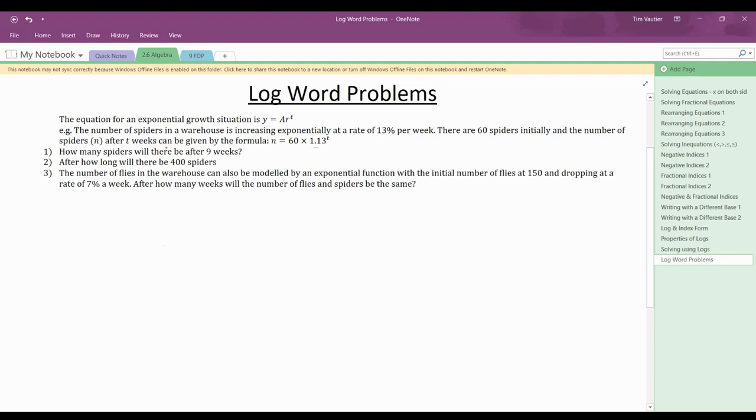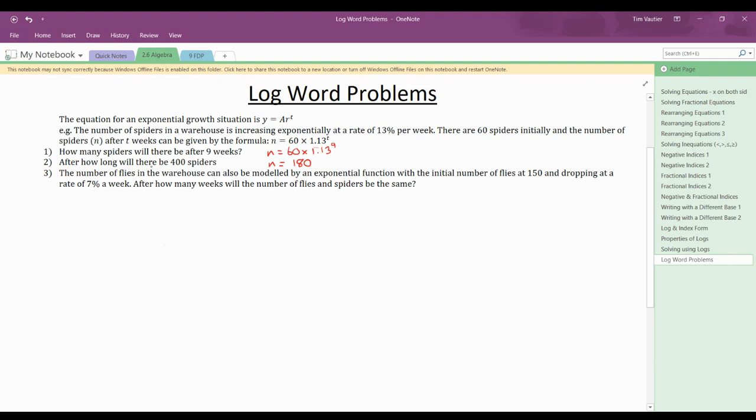We're firstly going to look at how many spiders there are after 9 weeks. So essentially we just replace t with 9 in the formula. So n is equal to 60 times 1.13 to the power of 9. When you do that, you should get approximately 180.24, etc. But in terms of whole numbers, we're going down to 180.